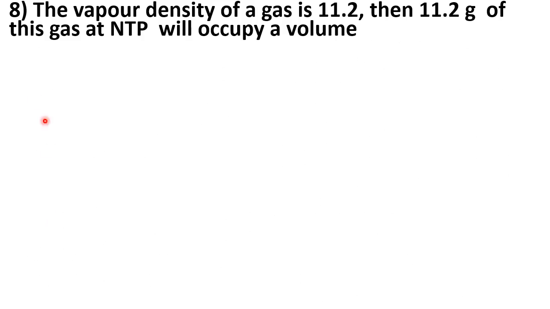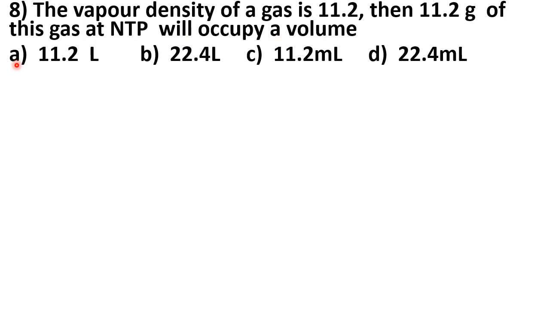Number 8. The vapor density of a gas is 11.2. Then 11.2 gram of this gas at NTP will occupy a volume of dash. Options are A 11.2 liter, B 22.4 liter, C 11.2 milliliter and D 22.4 milliliter.